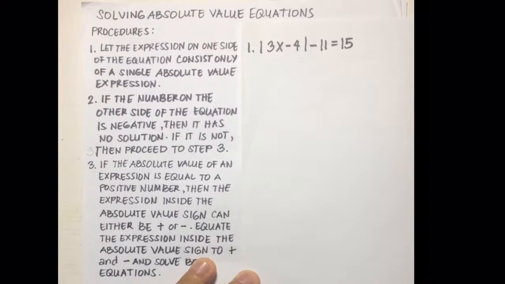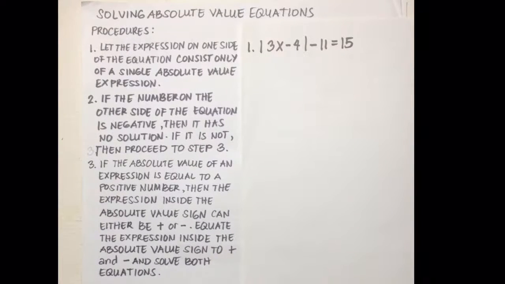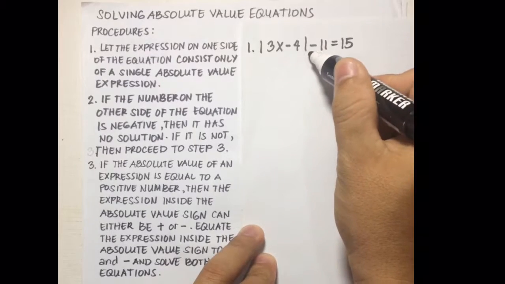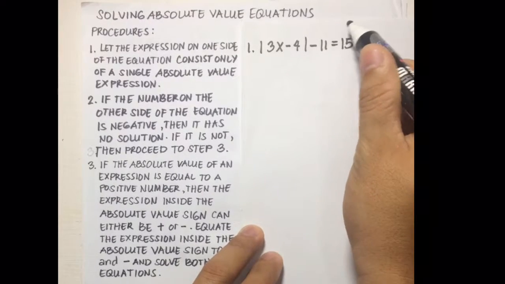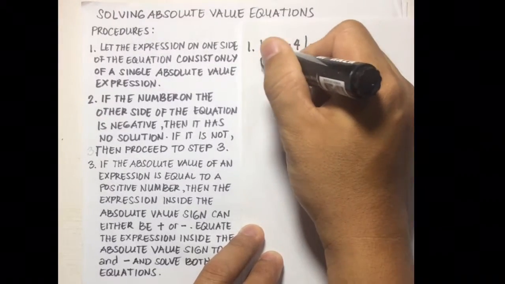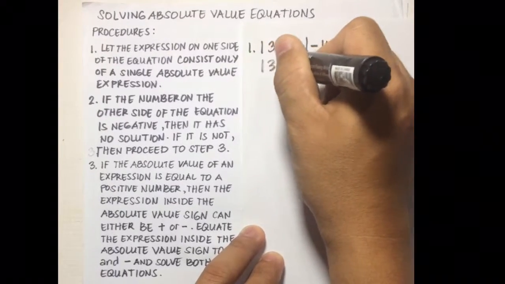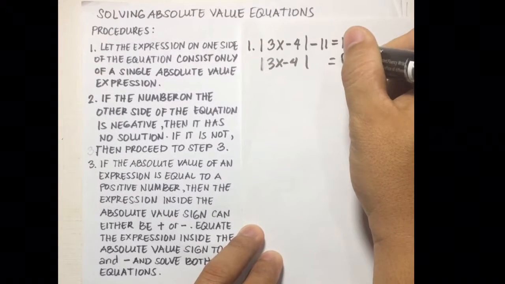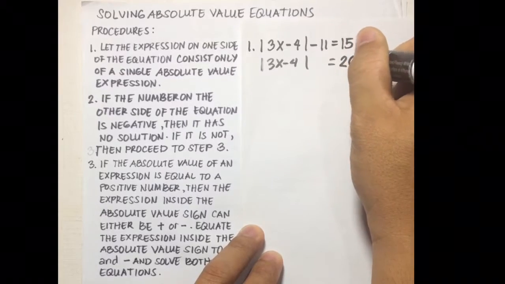Example number 1. Absolute value of 3x minus 4, minus 11, equals 15. Following step number 1, we're going to let the expression on one side of the equation consist only of a single absolute value expression. So in here, we have negative 11, so we're going to transpose this to the right side. This will become positive 11. So we're going to have the absolute value of 3x minus 4 equals 15 plus 11, that will be 26.